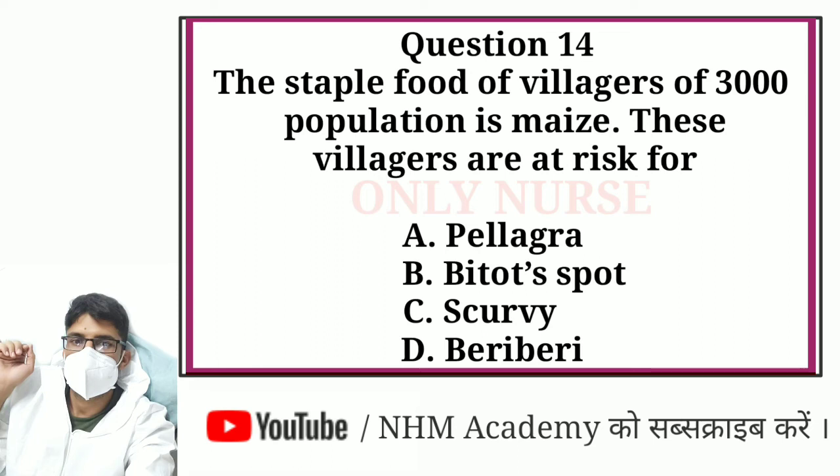Question 14. The staple food of villages of 3000 population is maize. These villages are at risk for. Options: A. Pellagra. B. Bitot's spot. C. Scurvy. D. Beriberi. Right answer of this question is option A. Pellagra.